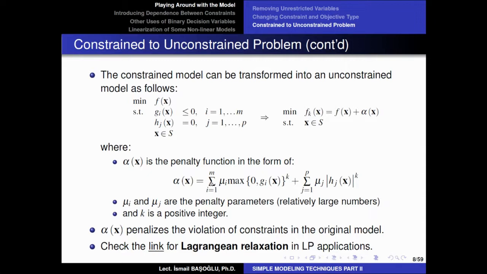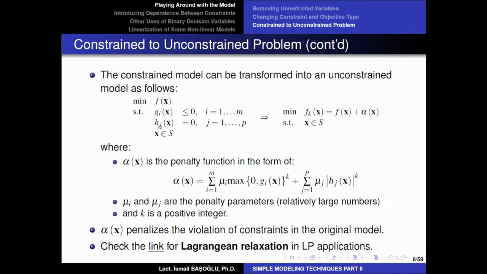So this is just going to happen for all components from 1 to n. For all inequality form of constraints, we are going to take the kth power of the violation amounts, multiply them with the relatively large number mu_i, and write this as a penalty function. Now, a similar situation should also be written for the second set of constraints as well.